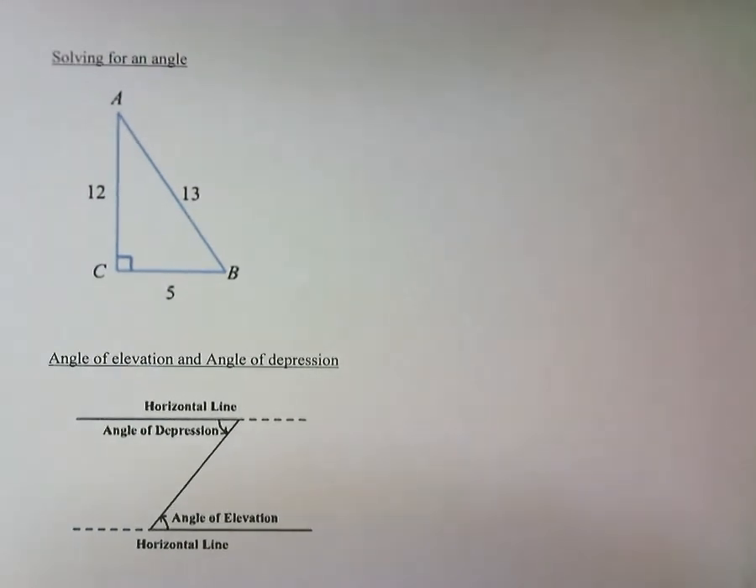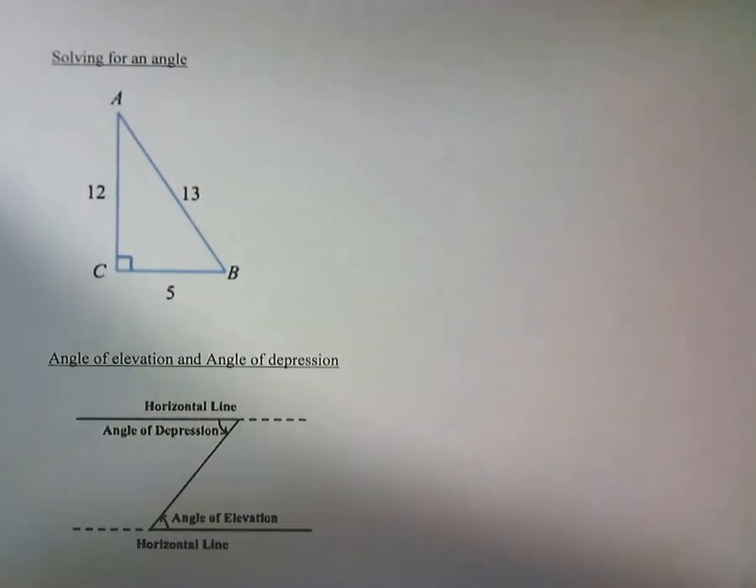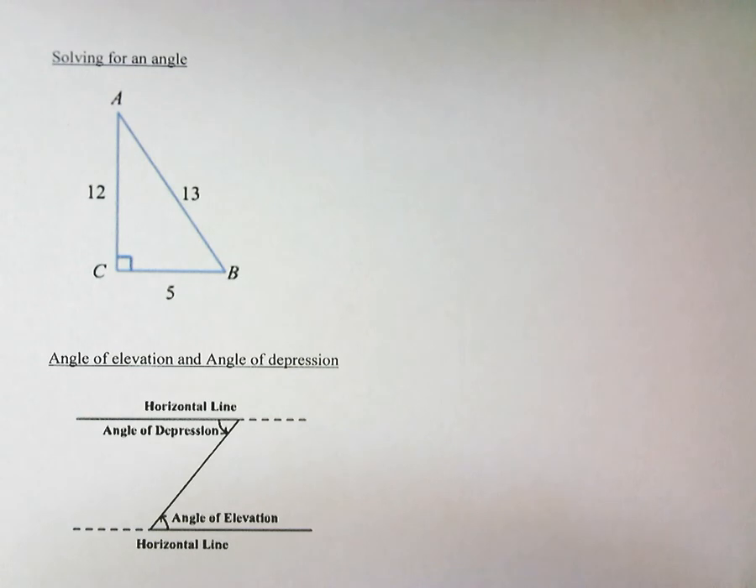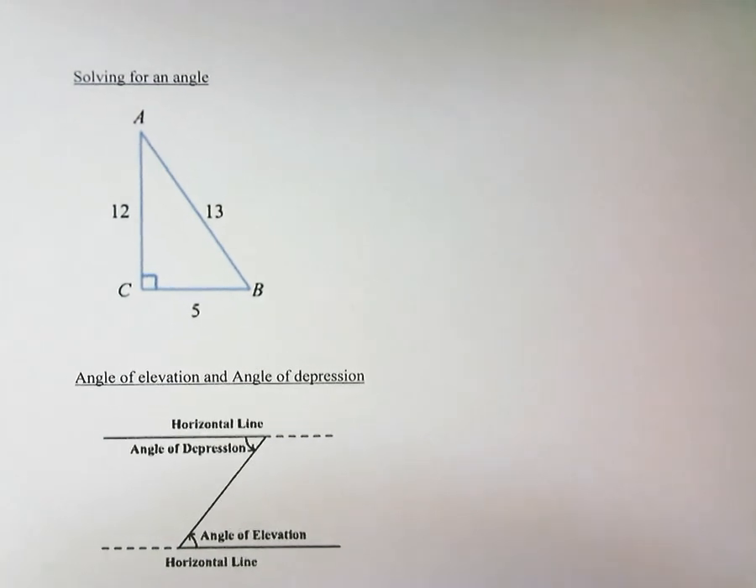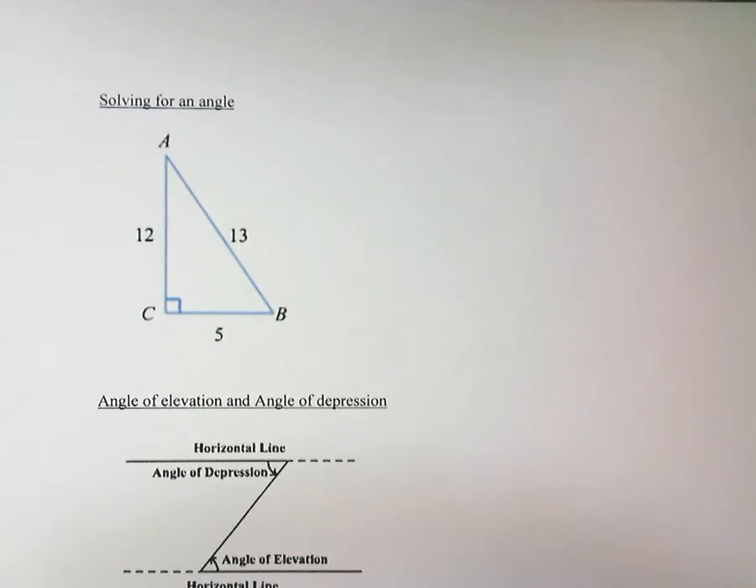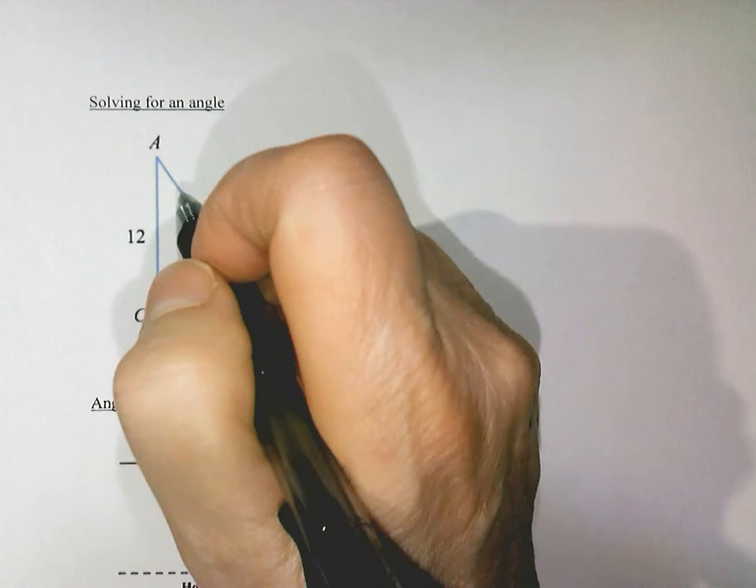Okay, now if you're solving for an angle, it's the same process. I don't need to solve for angle C. It's a right angle. It's 90 degrees. So I'm not going to solve for that. I can solve for A or I could solve for B. It doesn't matter the order. Let's just keep it alphabetic. So let's solve for A first.